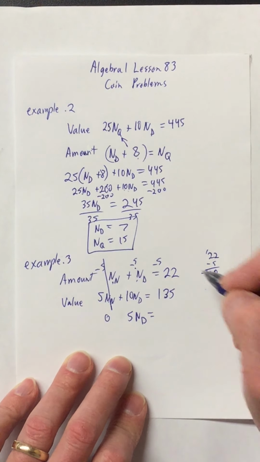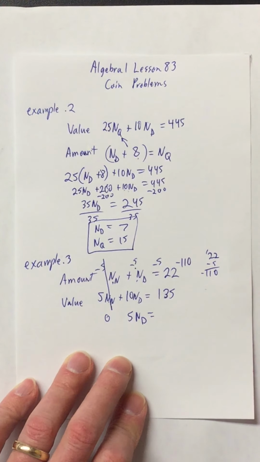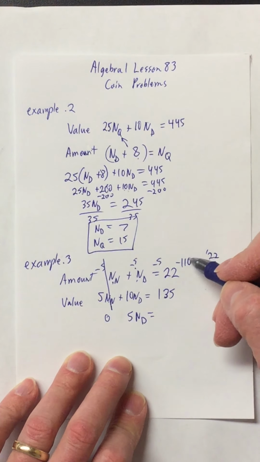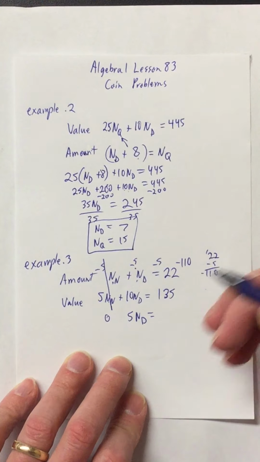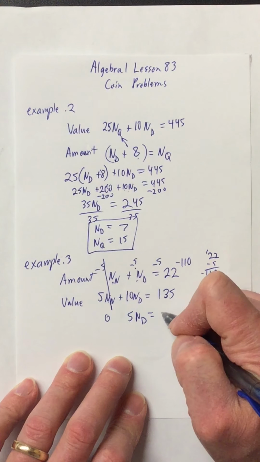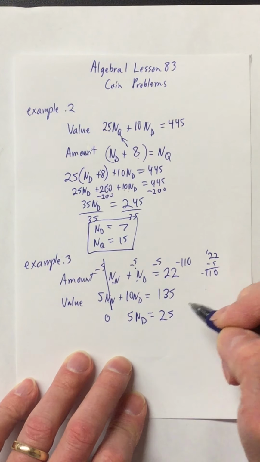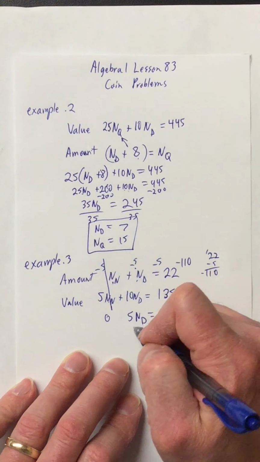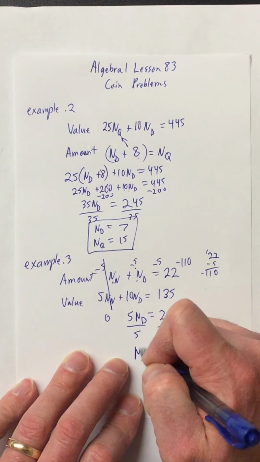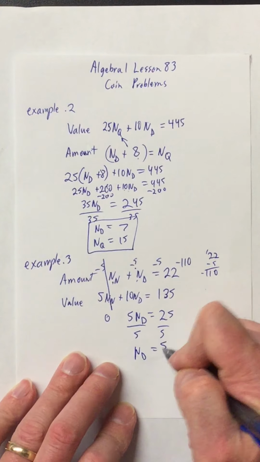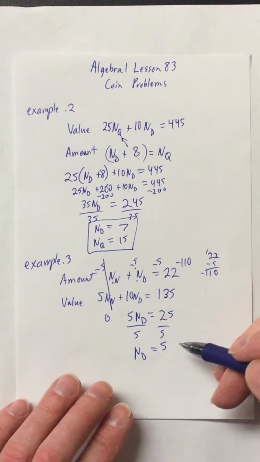So we get -110 right here. And so when we add that to 135, we get, looks like 25 left over. All right, divide by 5 on both sides to get number of dimes by itself. So it looks like our number of dimes is 5.